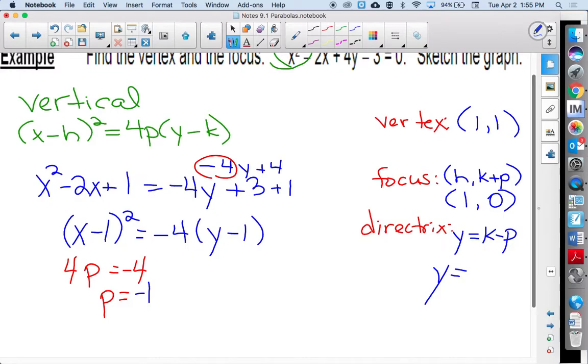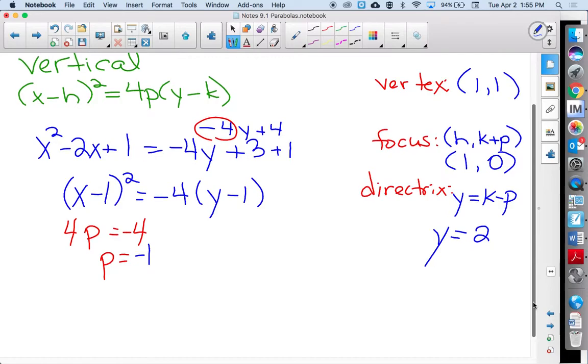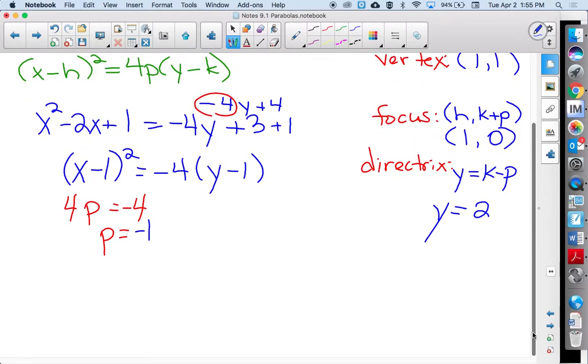And then the directrix is K, which is 1, minus P. So 1 minus negative 1 makes a 2. So the focus is going to be lower than the directrix because this graph goes down.